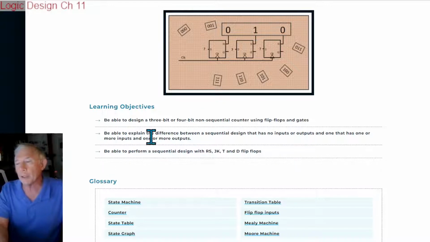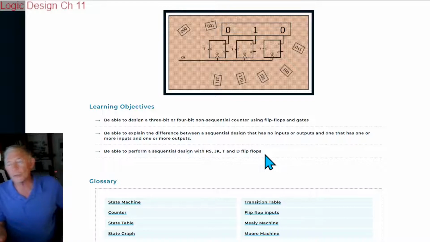We also want you to be able to explain the difference between a sequential design that has no inputs or outputs and one that does have some inputs, one or more, and maybe one or more outputs. And finally, we want you to be able to perform a sequential design with either the RS, JK, T, or D flip-flops. Now, most of the time in this course, we're going to just design with D flip-flops.